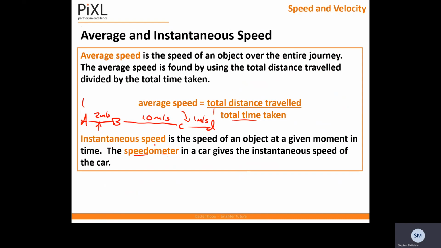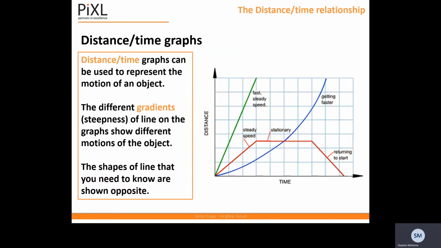Now, distance time graphs can be used to represent the motions of objects, and the different gradients or steepnesses of the line in the graph show different motions of the object. The shapes of line that you need to know are shown opposite. So we can have a line that's going up really steeply, a line that's not going up as steeply, a line that's got no gradient, and a line that is going back downwards. On the y-axis, we will have distance, usually in meters, and on the x-axis, we will have time in seconds. What does this mean?